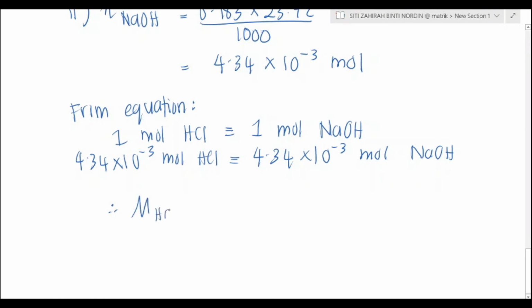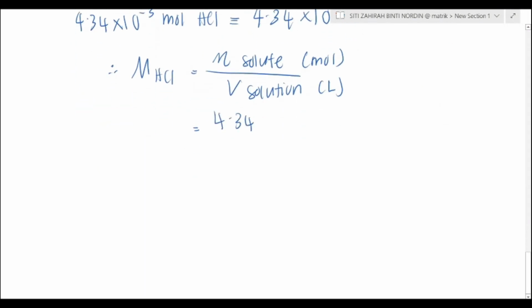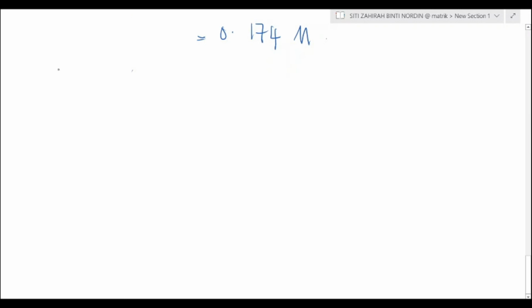So your molarity of HCl would be using the formula of mole of solute divided by volume of solution in liter. So your molarity would be 4.34 times 10 to the power minus 3 mole divided by the HCl that we use in part C, which would be 25 ml, which you pipetted to be used throughout the experiment of part C. So the molarity would be 0.174 molar.